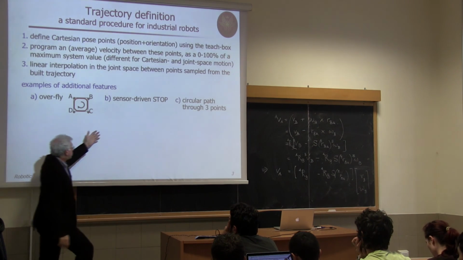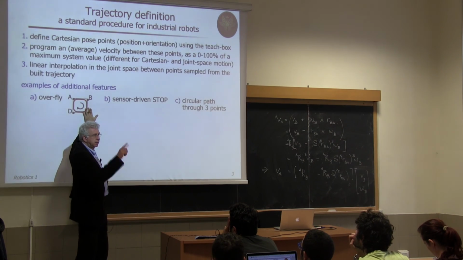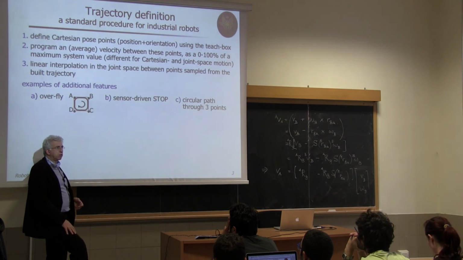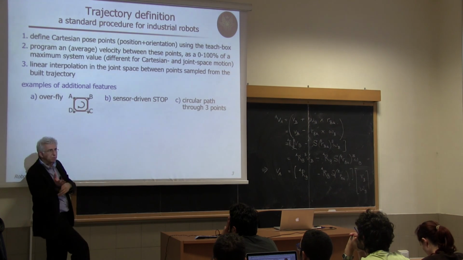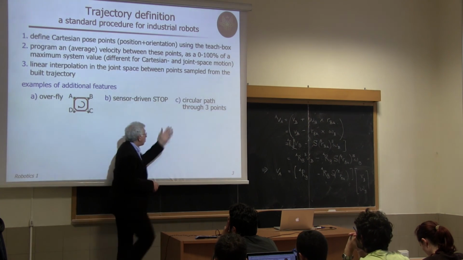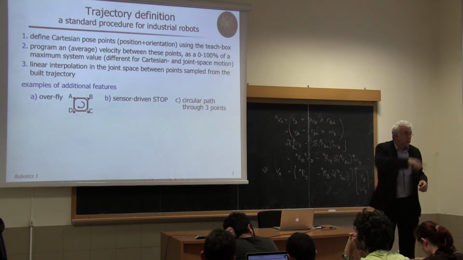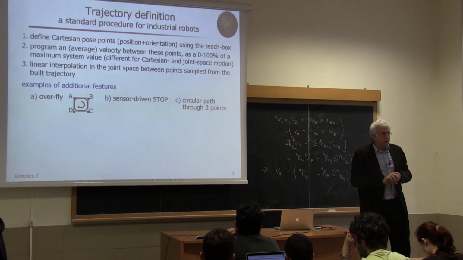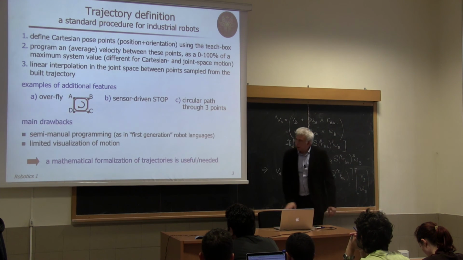Then there are other things that we can do, like a sensor-driven stop. So I could say, okay, do this and keep cycling until the sensor input of a digital channel or analog channel 3 goes up, and then you stop, okay? Or you branch your program and go to a different place. Or you can specify 3 points and then just give an instruction saying go on a circle passing through these 3 Cartesian points, and there's always a unique circle, provided that the 3 points are not aligned, okay? And so on. So there are additional features that the robot may come equipped with.